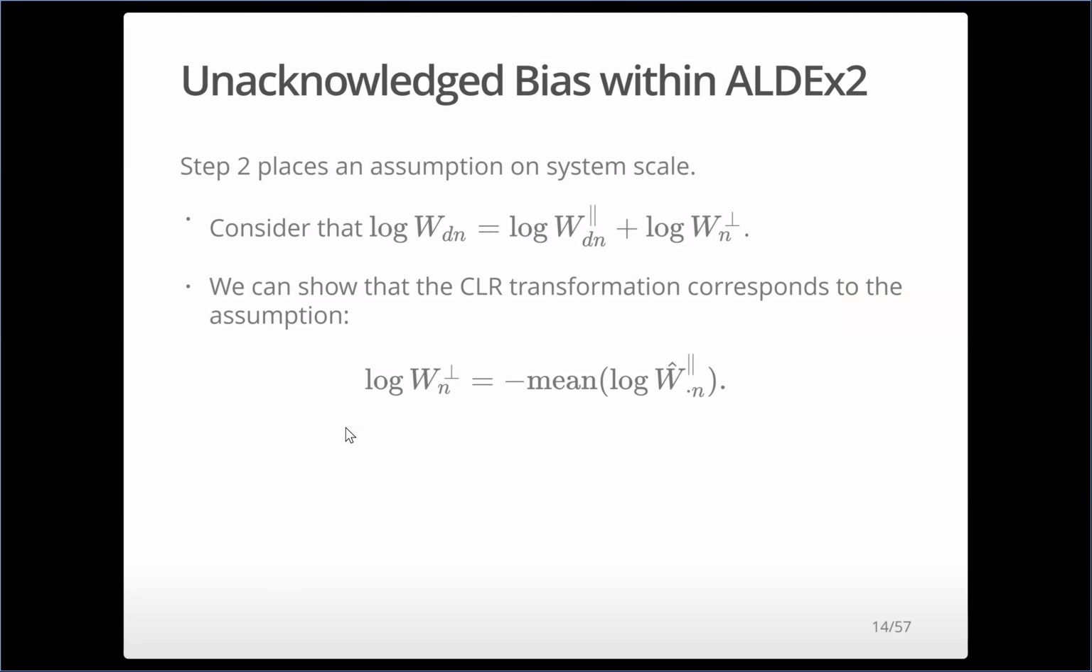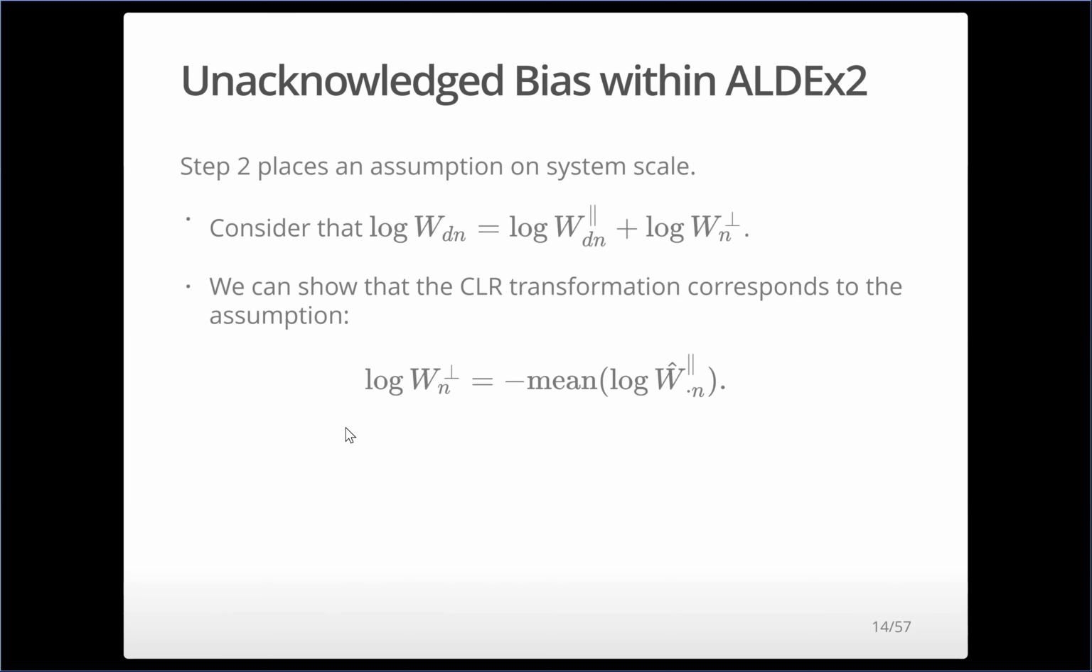Okay. So I showed you that graph a couple slides ago about the increasing false discovery rate, right? And basically that is a symptom of the unacknowledged bias in ALDEx2. What I mean by that is that if we consider this absolute quantity W, we can decompose it into the composition W parallel and the scale W perp. We can basically show that the CLR assumption in step 2 corresponds to the assumption that the abundance of your sample is equal to the geometric mean of that sample, or a function of it, the negative geometric mean. Does that make sense?